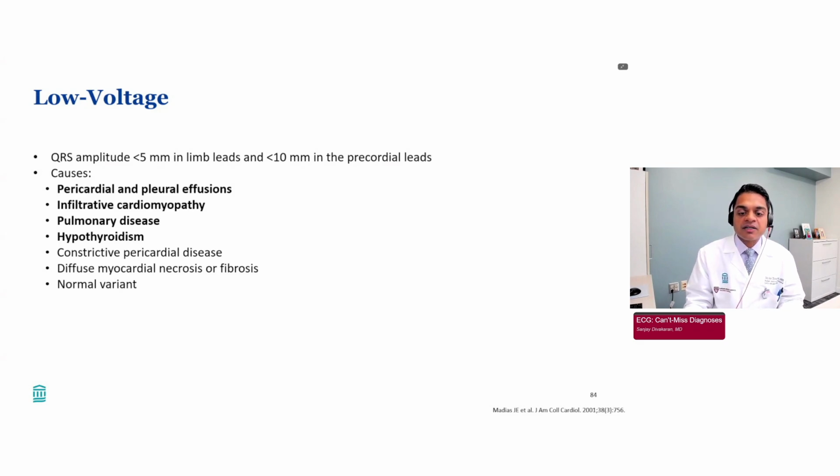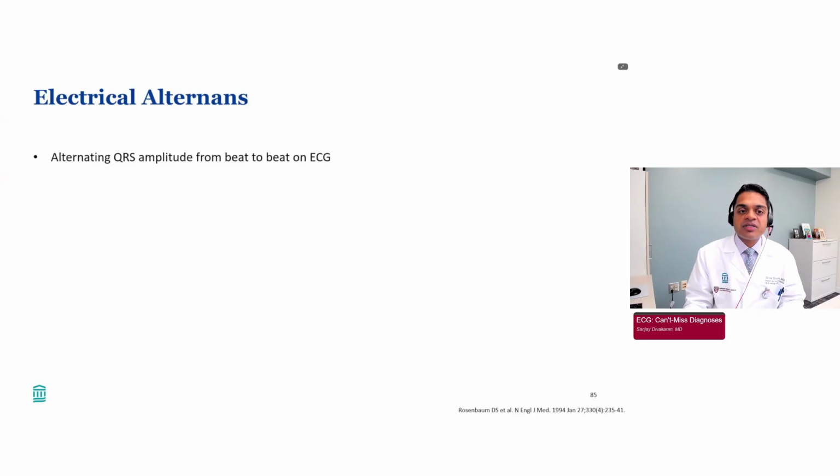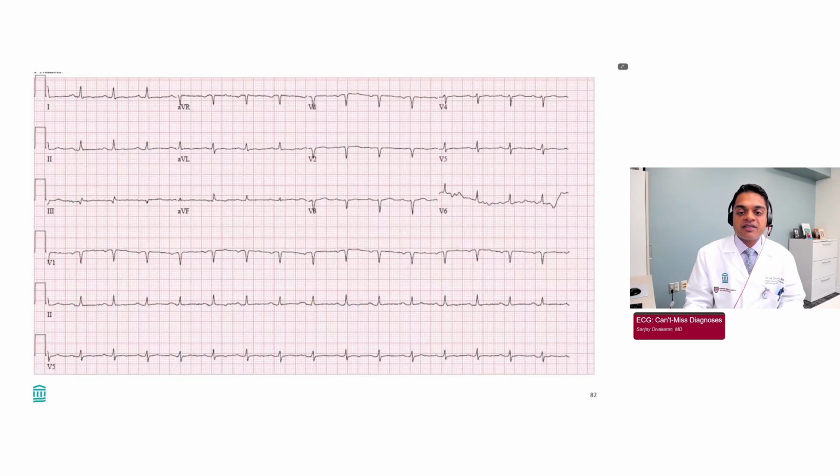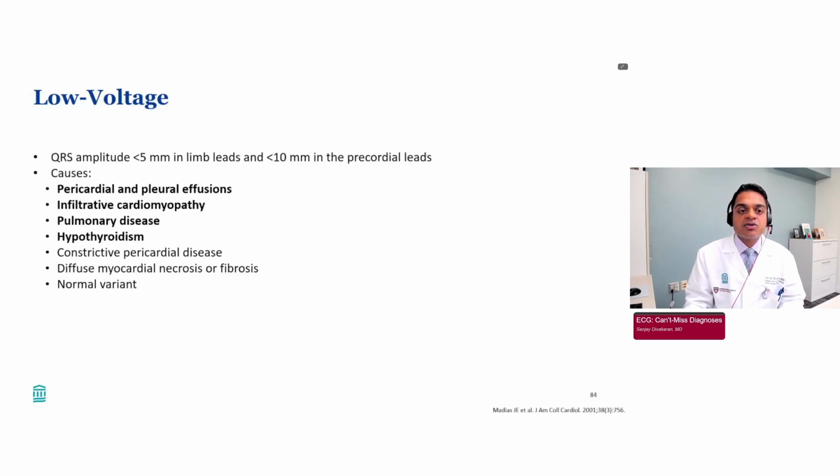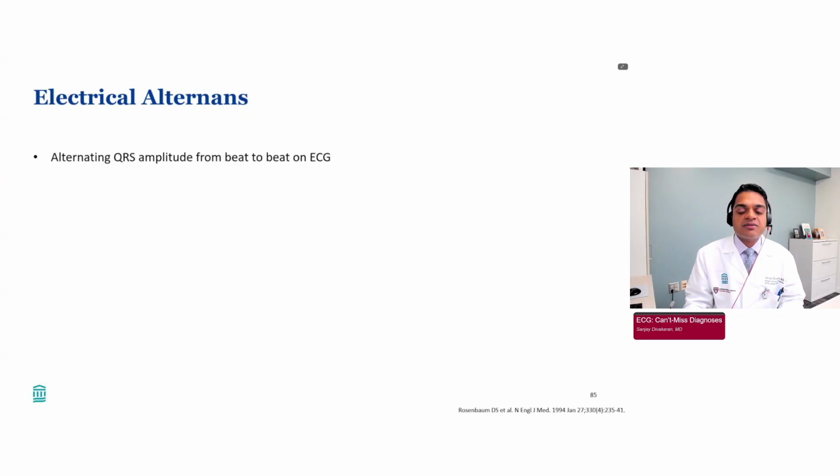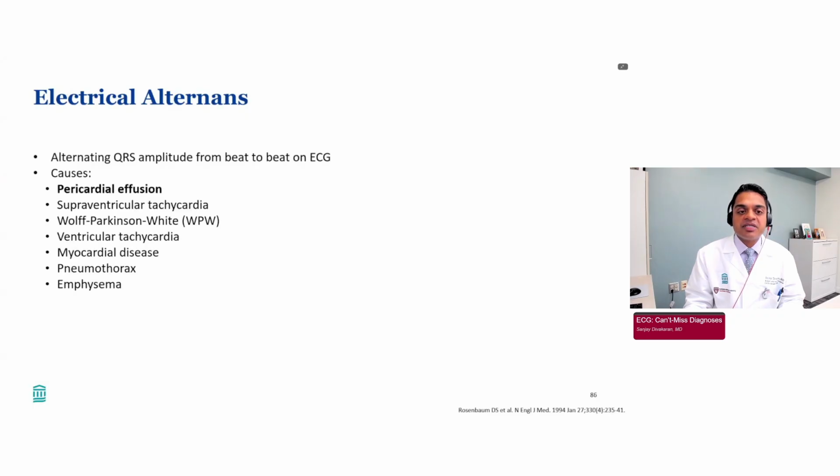Other causes are listed there. The other thing that's notable between this ECG is we have electrical alternans, and that is that you have slight changes in the amplitude you see in the rhythm strips of the QRS complexes. And so electrical alternans is, by definition, the amplitude changes from beat to beat.